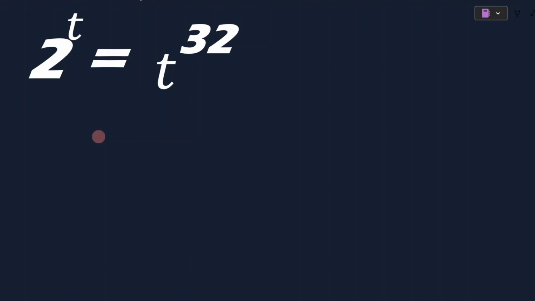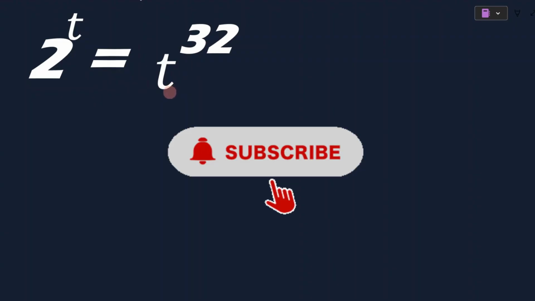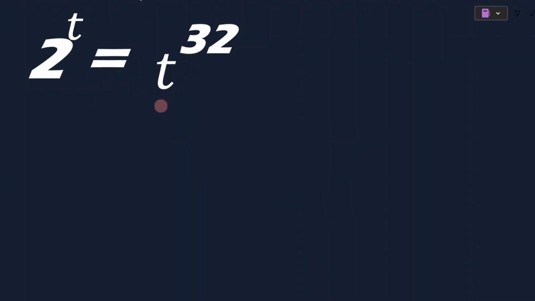Hello great minds, today we are solving 2 exponent t which is equal to t exponent 32. I want us to try something different today. Firstly, we will try and remove this t from the exponent. For us to do that, we will multiply both sides of the exponent by 1 over t.